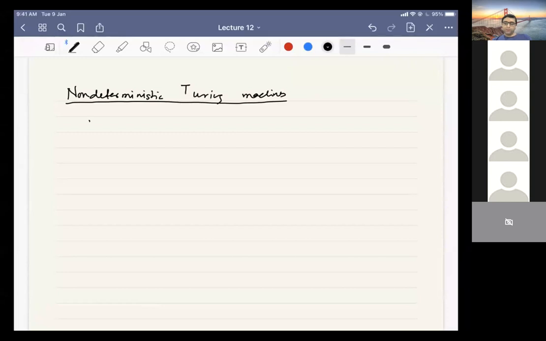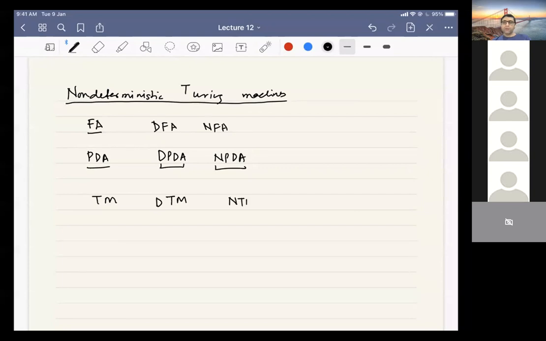When we talked about finite automata, we talked about DFA, the deterministic finite automata, and we also talked about NFA. When we talked about PDA, we did not explicitly talk about DPDA and NPDA, the deterministic and non-deterministic pushdown automata, but there are equivalent deterministic and non-deterministic machines for pushdown automata as well. Similarly, for Turing machines, we have the Turing machine, sometimes called DTM for deterministic Turing machine, and we have NTMs, the non-deterministic Turing machines.